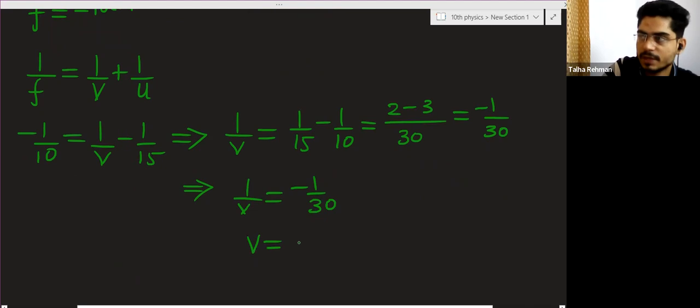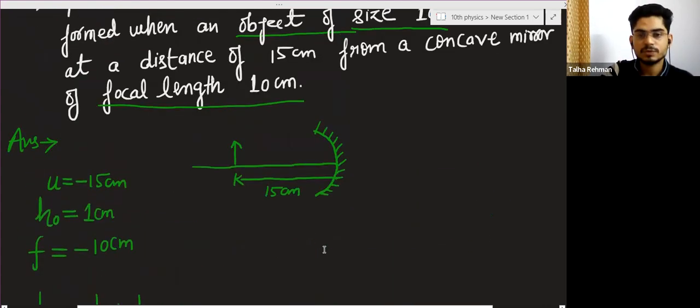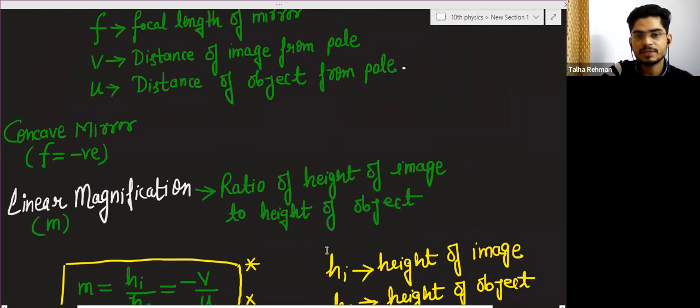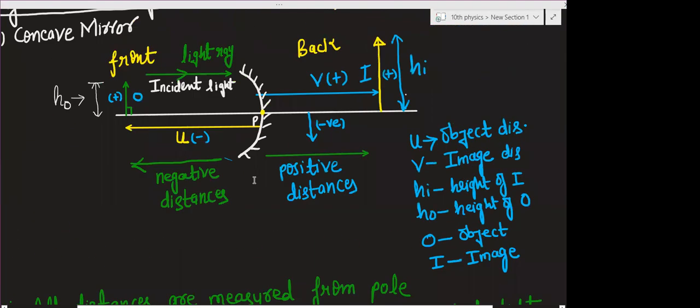So v is minus 30 centimeter. So the position of image is minus 30 centimeter, and v is negative.